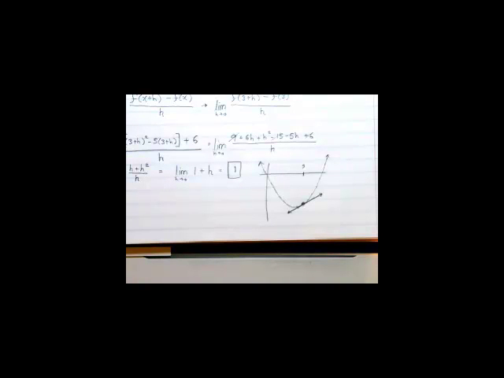Yeah? When you were at the limit as 1 plus h, what did you plug in to find 1? 0. Because we're doing the limit as h goes to 0. And the only reason I didn't plug it in before that is because of the denominator, right? As soon as I cancel that, then I'm good to go.